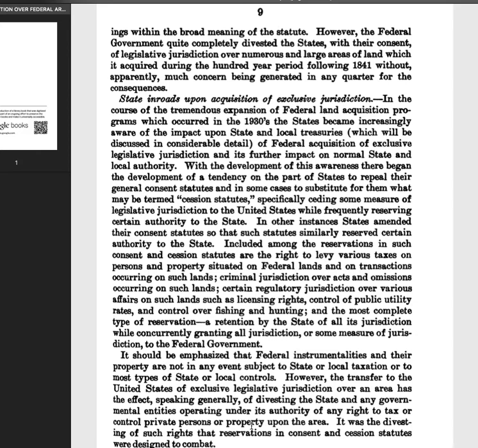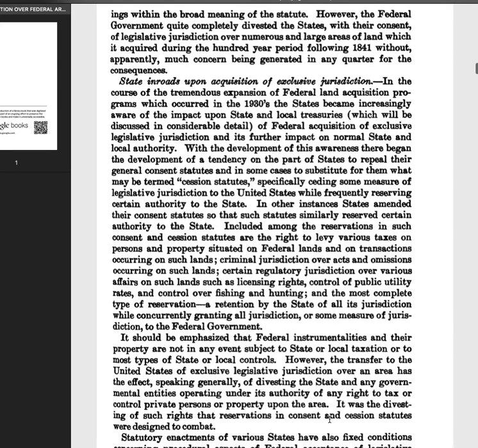So it's talking about the state giving up the land and then removing itself the right to tax the people on those lands. So when the state gave up property to the federal government, it gave up some certain rights, and taxation was one of them. It was the divesting of such rights that reservations and consent and session statutes were designed to combat.